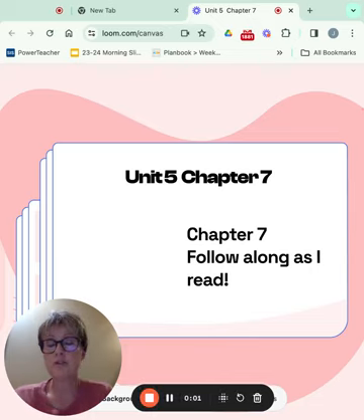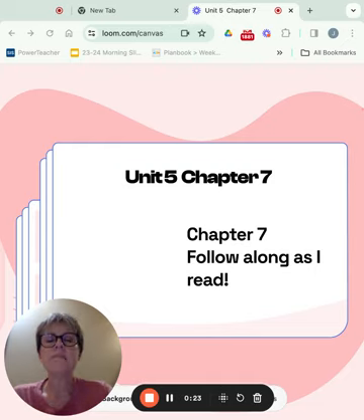Hi, today we're going to be reading chapter 7 in Unit 5, and it is called Earth's Powerful Forces of Change. Our big question is, how do weathering and erosion continually reshape Earth's surface? We are going to be focusing on identifying, defining, and providing examples of weathering and erosion and how they reshape Earth's surface. All right, I'm going to start reading on page 62.